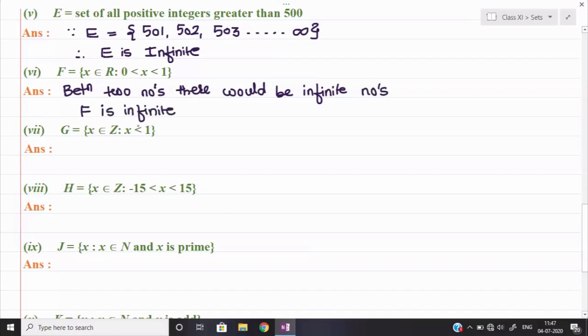Now in a similar way, x is less than 1 and x belongs to the integers. So below 1, what are the integer values? That is 0, minus 1, minus 2 and then so on. Again it is going up till infinity. So we can say that G is an infinite set.